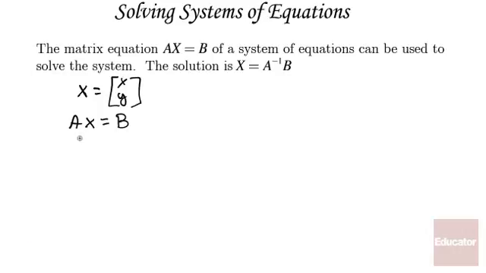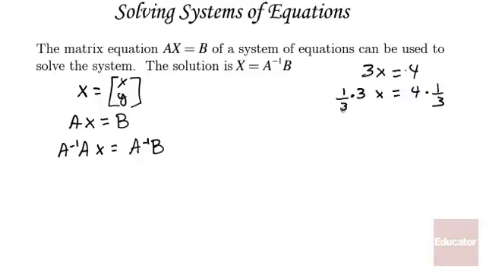Recall that what we want to do is get rid of the A. We can do that by multiplying it by its multiplicative inverse, the matrix inverse, A inverse. Think for a second about why we're doing that. When we're working with just regular numbers, if I have 3x equals 4 and I want to isolate the x, I'm going to divide by 3, or I could say I'm going to multiply by 1/3. So if I multiply 3 by its multiplicative inverse, 1/3, this is going to cancel out, and I'm going to end up with 1.